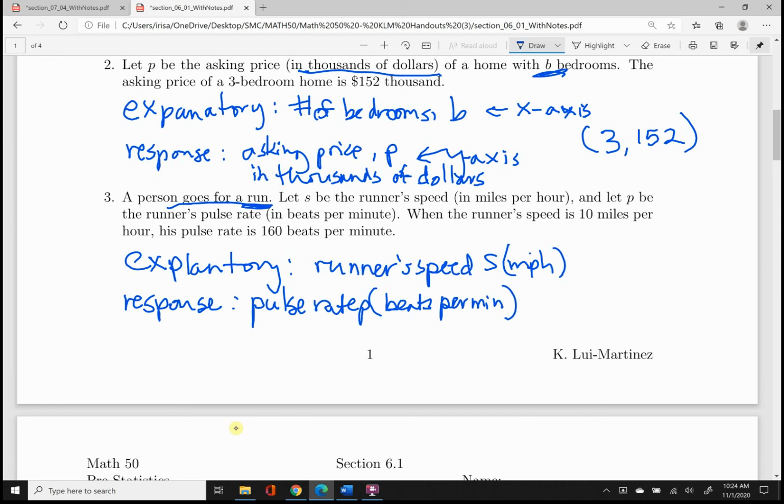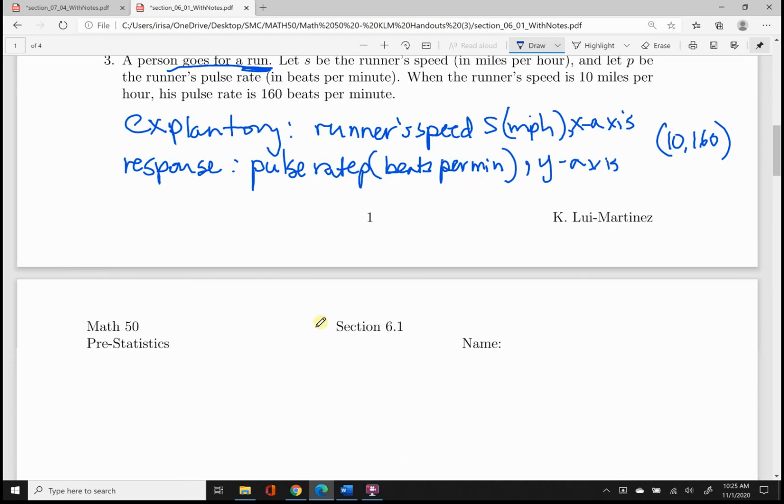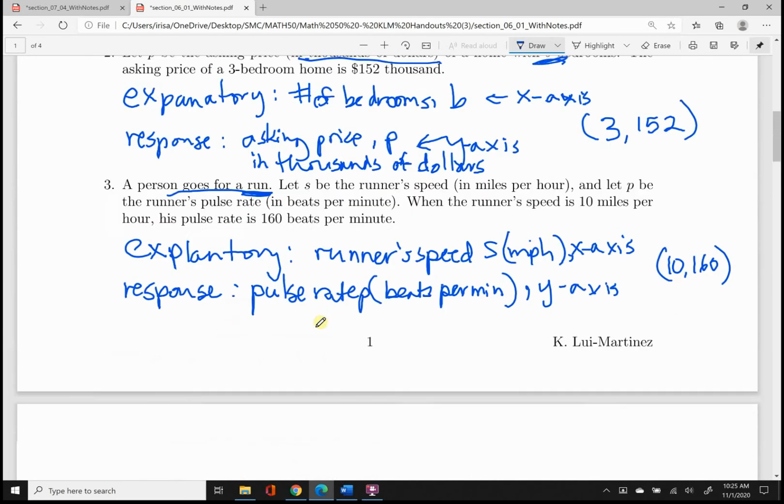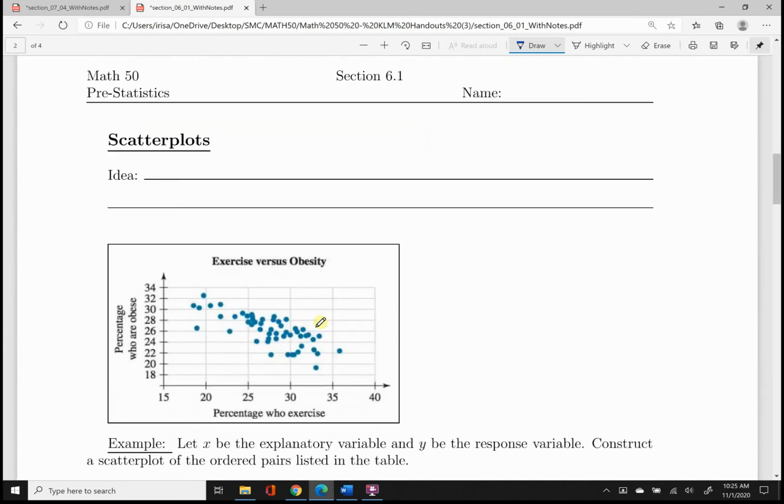And then, of course, this is the x-axis. This is the y-axis. Duh, we knew this. And then the ordered pair. Let's say we were going 10 miles per hour, and the pulse rate was 160 beats per minute. X and Y respectively in those positions for the ordered pair. Cool. We could certainly talk about that and anything else when we get back into class about this.